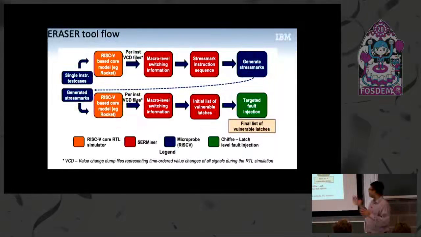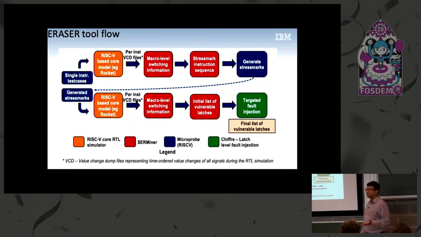So as an overview of the entire ERASER tool flow, we generate single instruction test cases for all the instructions in the RISC V ISA. This is run through a RISC V base core model. In this case, we adopt the Rocket core, but this can be easily extended to multiple other cores since it's just dependent on the particular ISA.